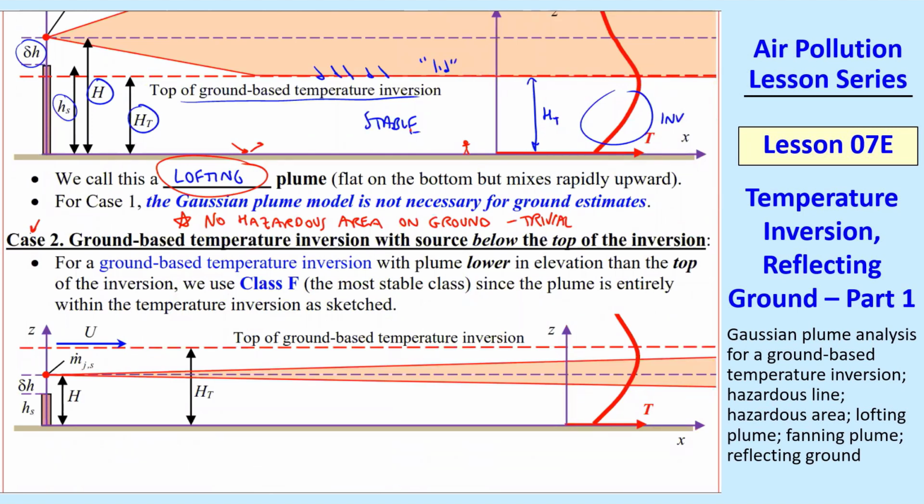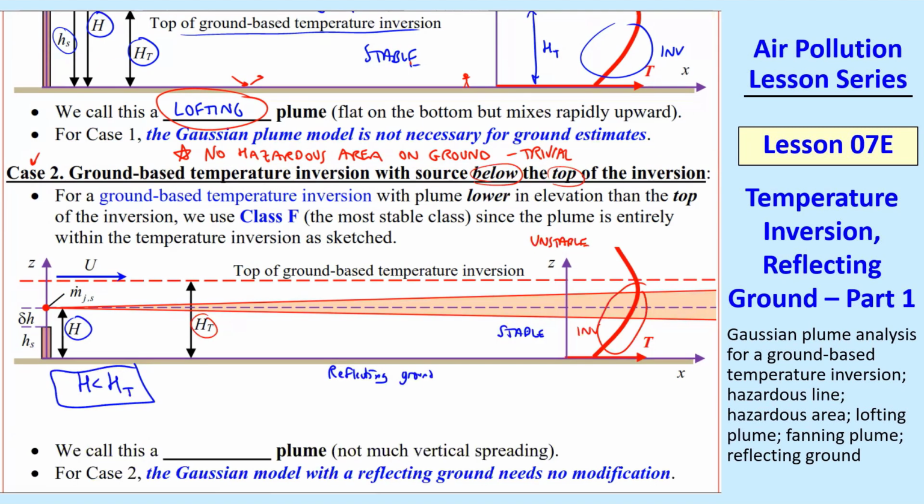Case 2 is the case with the ground-based temperature inversion, again, with the source now below the top of the inversion. So again, HT is the top of the inversion. So this is the inversion here. Remember, the temperature is increasing in a temperature inversion. So it's unstable up here. And again, it's stable in here, and this time H is less than HT, the same case 2 that we had previously. The only difference now is that this is now a reflecting instead of an absorbing ground.